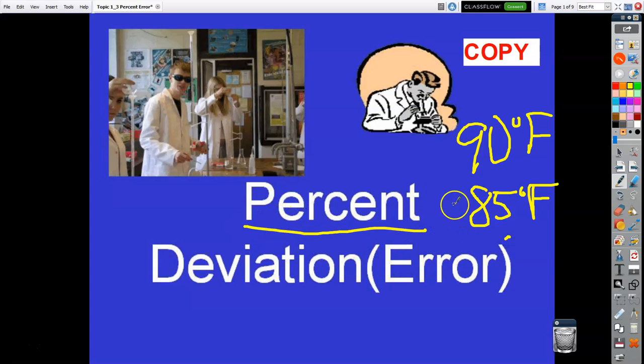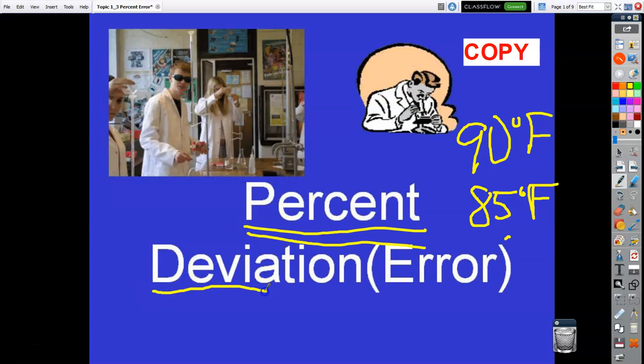I want to take that 5 degrees of error and turn it into a percent of error. I predicted that my temperature would be 90, but it was only 85. That 5 degree difference, I want to make into a percent. This is a very simple math equation, and I'll do a few examples to calculate percent error or deviation.